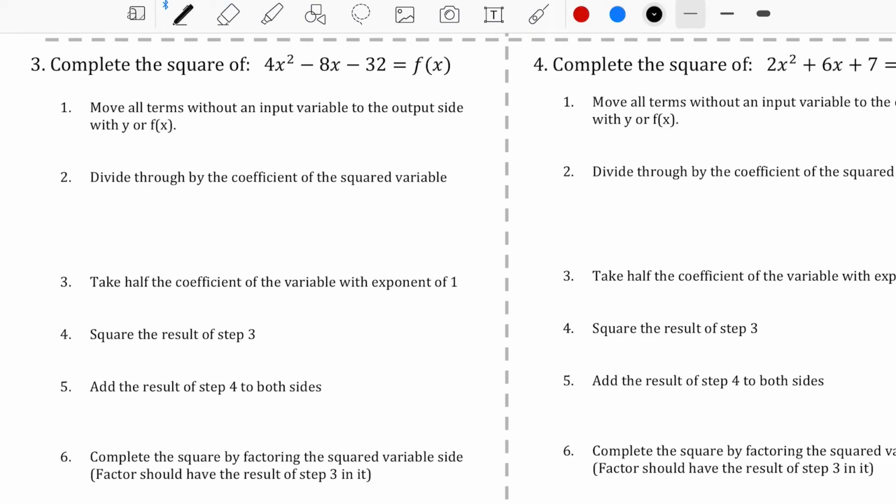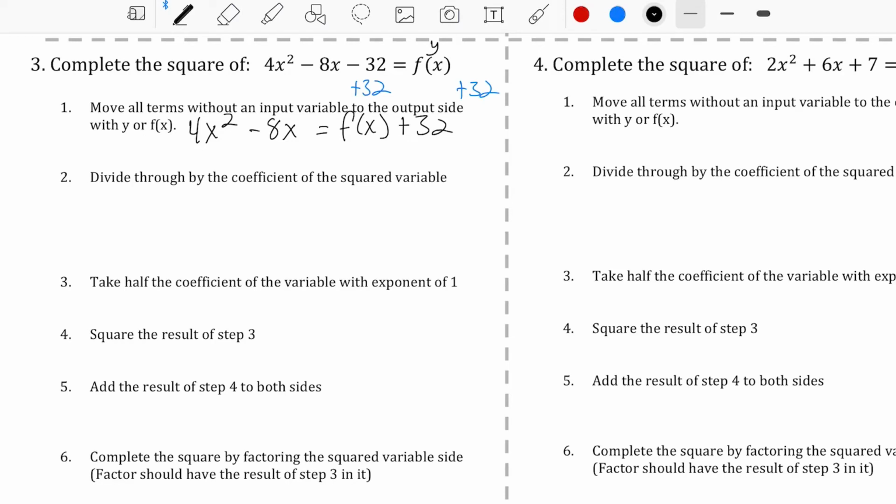Remember, f of x is just a fancy y. So step 1 is move all terms without an input variable to the output side. So I'm going to add 32 to both sides. So I get 4x squared minus 8x equals f of x plus 32.